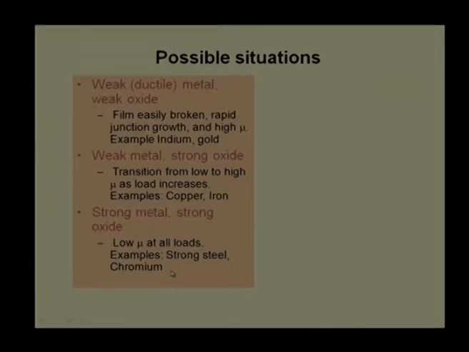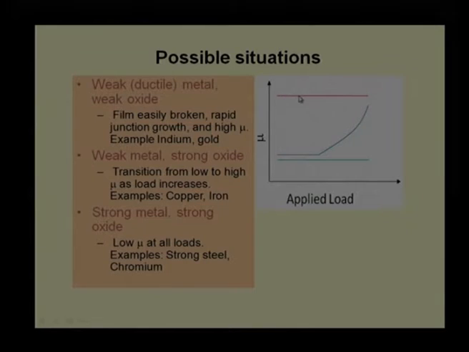An example for this category is steel and chromium, where they make a strong bonding with the oxide layer, or the layer which is formed due to environment, due to contamination, and the bonding of that oxide layer is strong. If I plot this on the diagram, this red color line belongs to the first category, that is a weak metal and weak oxide.